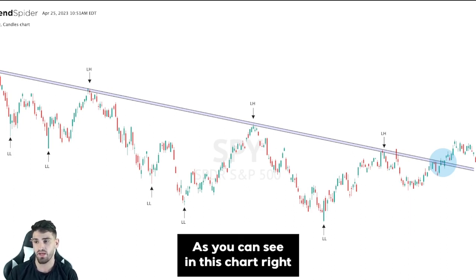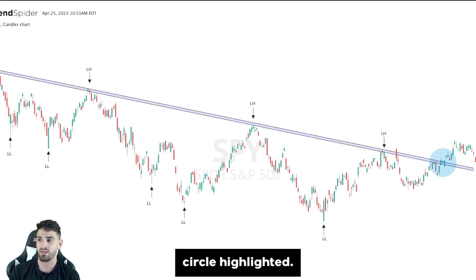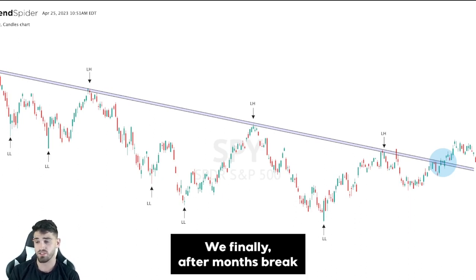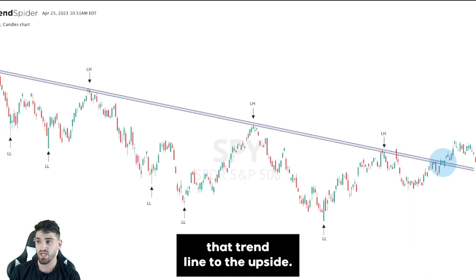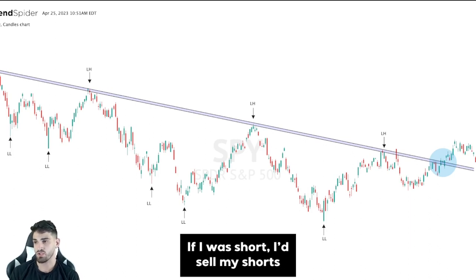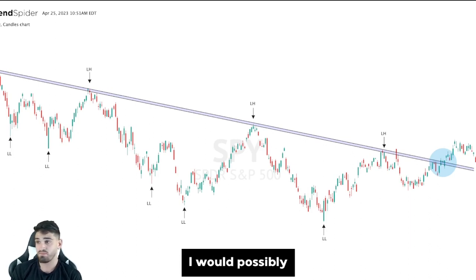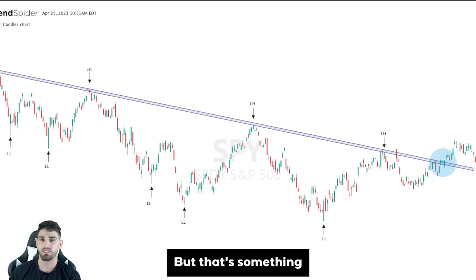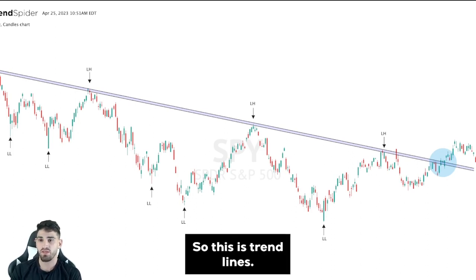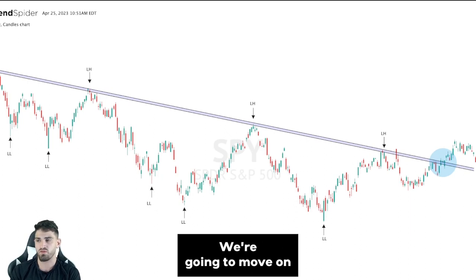As you can see in this chart right here, I have that little blue circle highlighted. We finally, after months, break that trend line to the upside. If I was short, I'd sell my shorts. And if I wasn't short, I would possibly look to go long on a break, hook, and go, but that's something we'll cover in another video. So this is trend lines, pretty simple. We're going to move on to the next topic.